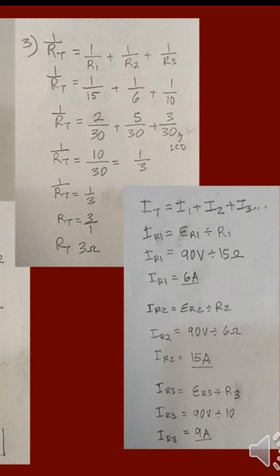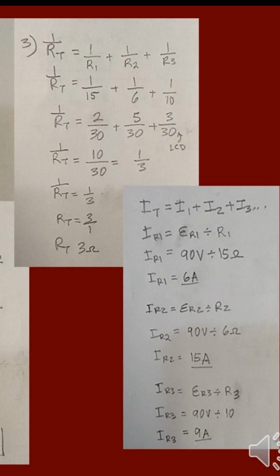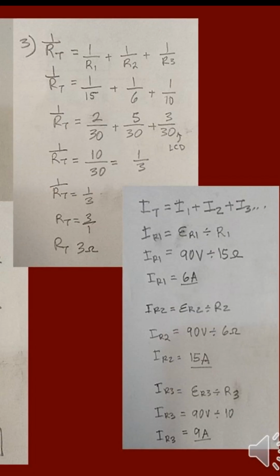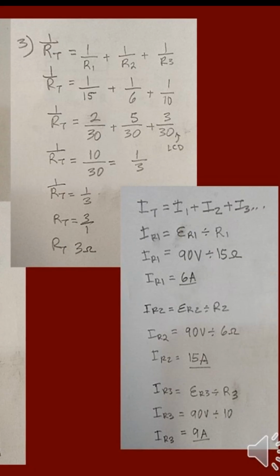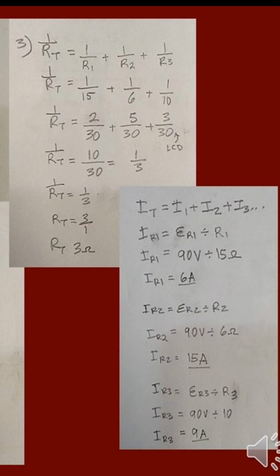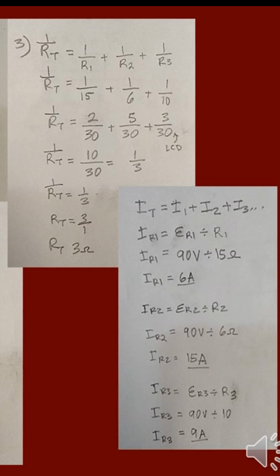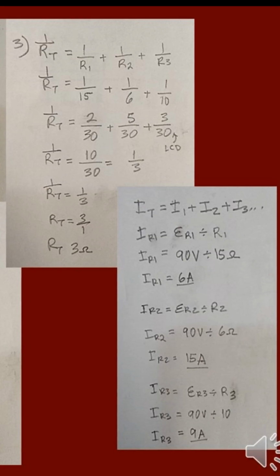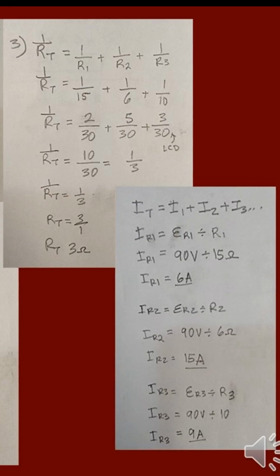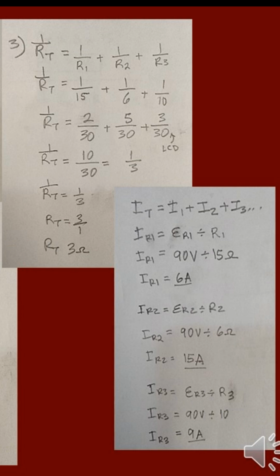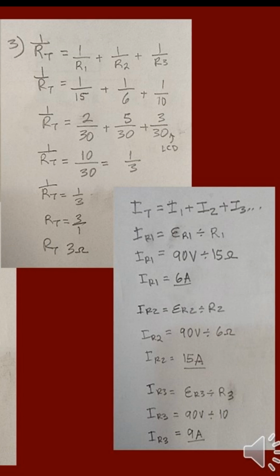Which gives us 2 over 30 plus 5 over 30 plus 3 over 30. That's the least common denominator, shown again on step 3, top right in the screen. Which gives us a total of 10 over 30, which is simplified to 1 over 3 or 1/3. So that can simplify further, because we have to take the reciprocal of that, which is 3 over 1 or 3 ohms.